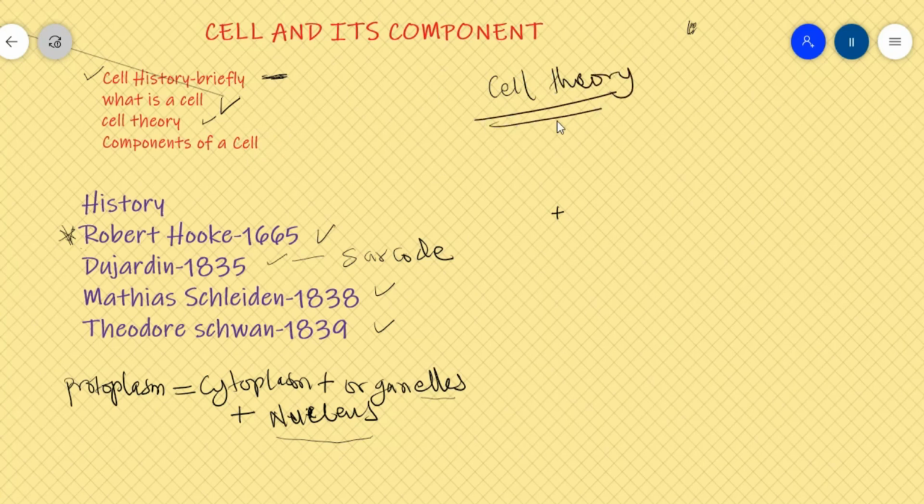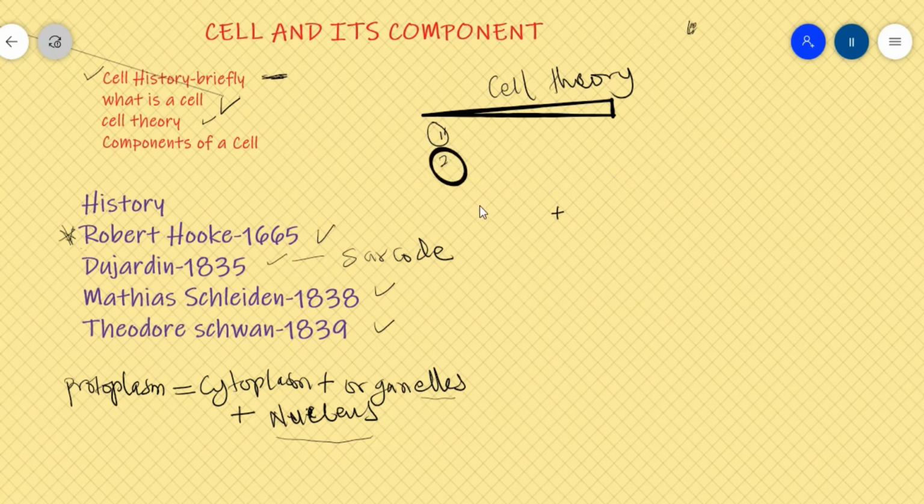For cell theory, we have different schools of thought, but basically, it says, number one, all living organisms are made up of a cell or cells, unicellular or multicellular. Two, the cell is the basic structural and functional unit of life.